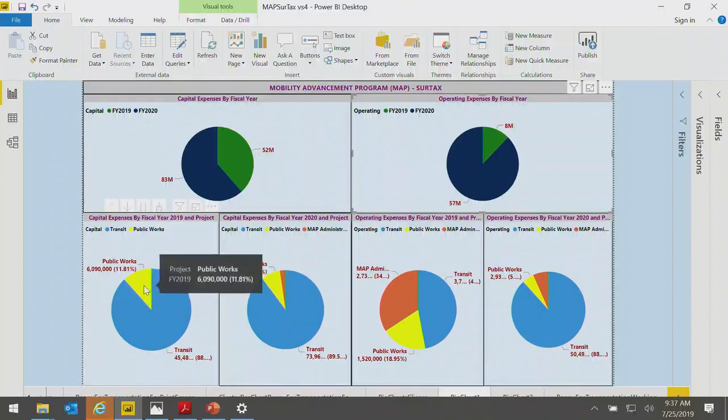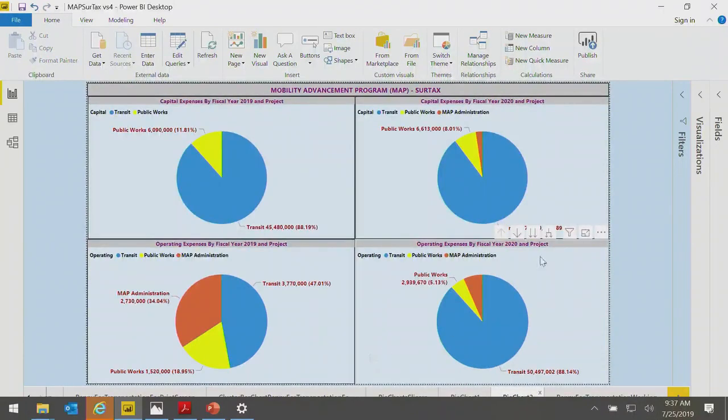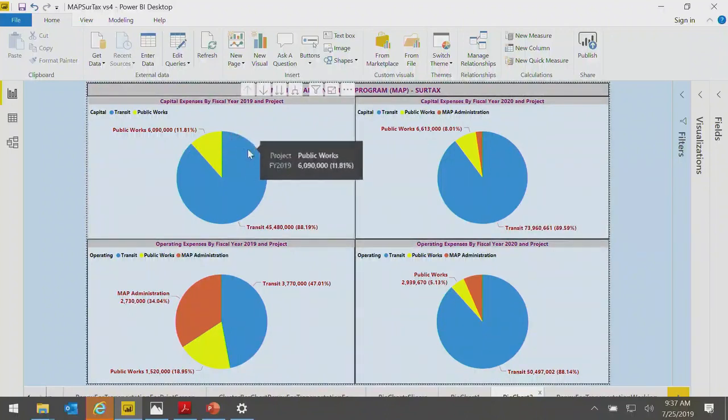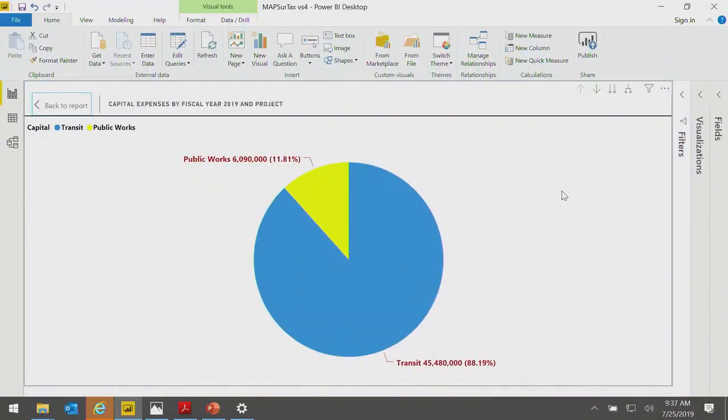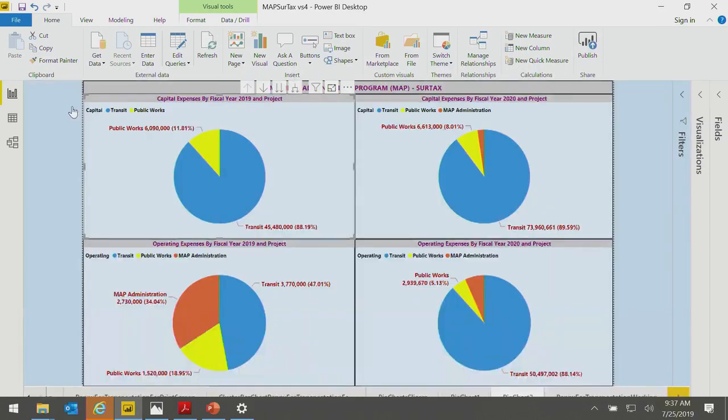And then down here it shows you the percentage that each group was of capital expenses by fiscal year for 2019. There's the ability to change out which way you see it. I don't know if you want to go into each and every one of them, but I think the idea here is whether or not this is the type of information you were looking for. So here you can see it broken out, capital expenses for fiscal year 2019. There's transit and public works, and you can see the total and the percent of the total that was public works, and then the total for transit and the percent of the total that was transit.